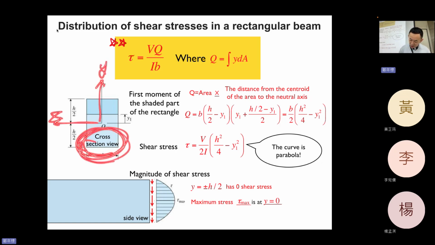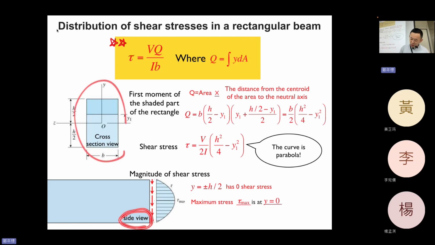This is not the side view, this is a cross-section view, please. Very important. Now you are going to obtain the shear stress at this line, and this line is above the neutral axis by a distance y1. Then how do we calculate that?